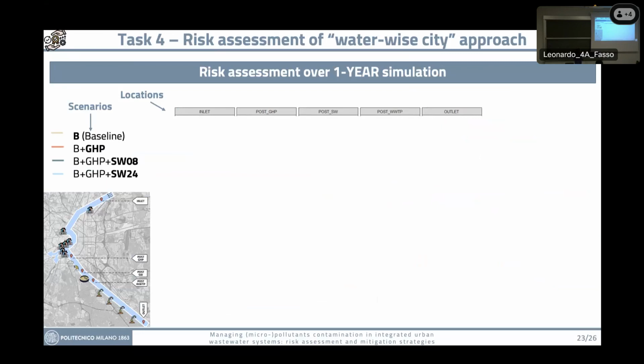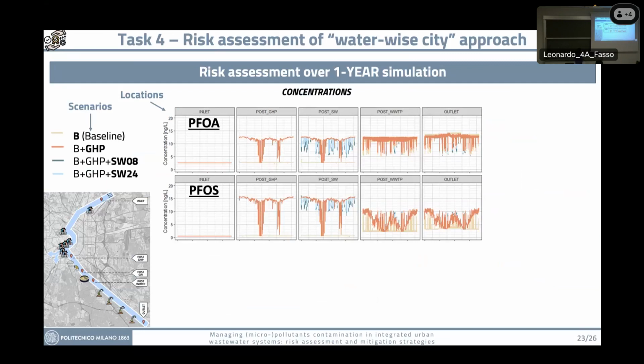So these are the scenarios and the concentrations of PFOA and PFOS in the different locations. We see the different scenarios in different colors. And we first see very clearly that the orange ones are the highest concentrations, and they are caused by the release of PFAS coming from the shallow groundwater. But what about these concentrations? Are they actually a risk or not?